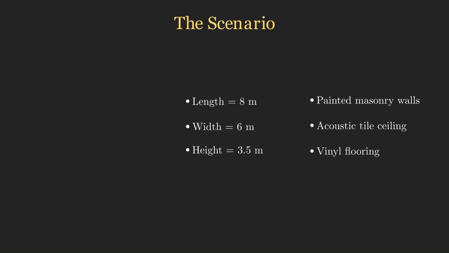is acceptable or not. Our target RT60 for this classroom is 0.7 seconds. Length, width and height of this classroom are 8 m, 6 m and 3.5 m respectively. Further, wall material is painted masonry, ceiling material used is acoustic tile and flooring is vinyl.